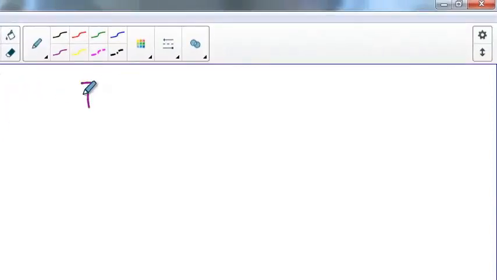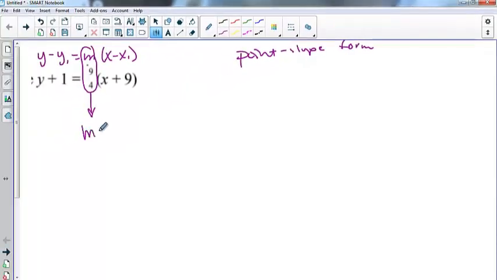This is point slope form. It's going to be on your test tomorrow or Friday. So y equals mx plus b, what would the m be? That's my slope. M is the slope. So what's the slope here? 9/4. Now my point comes from my x1, y1.